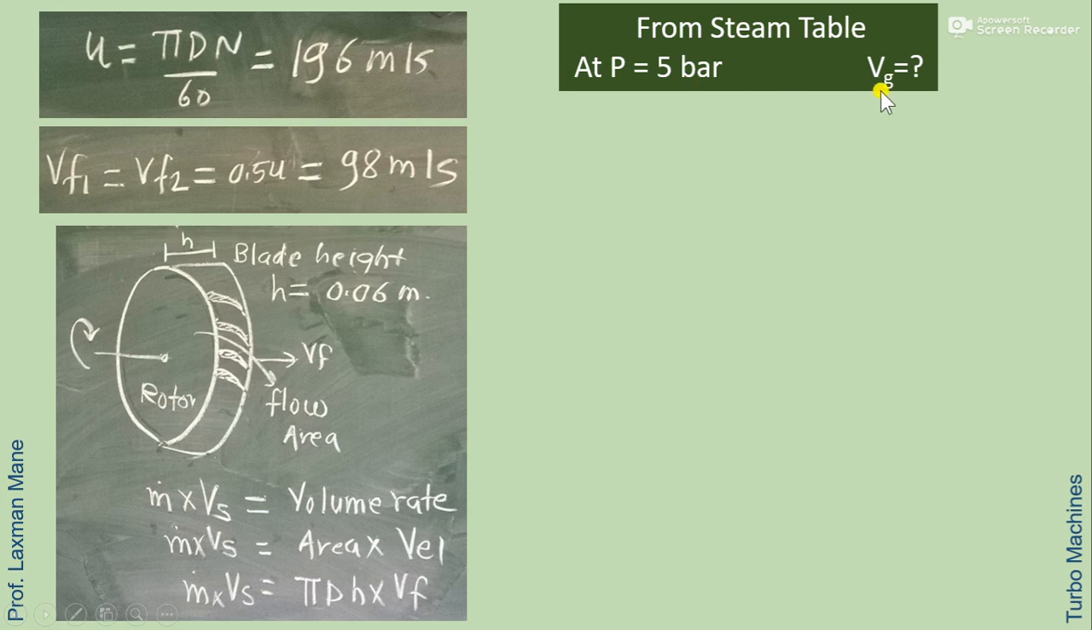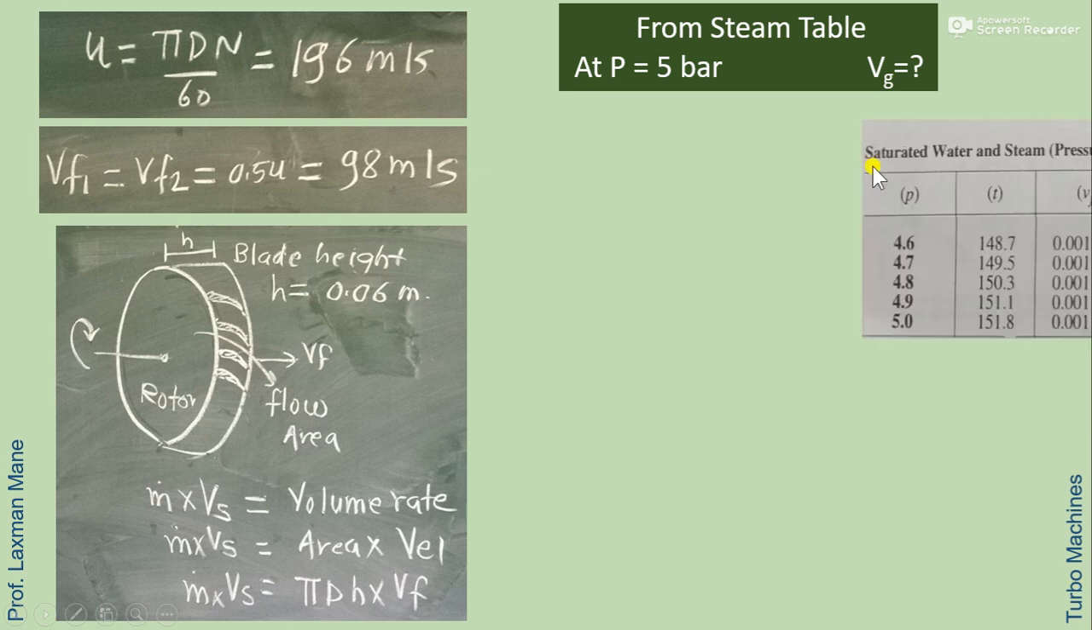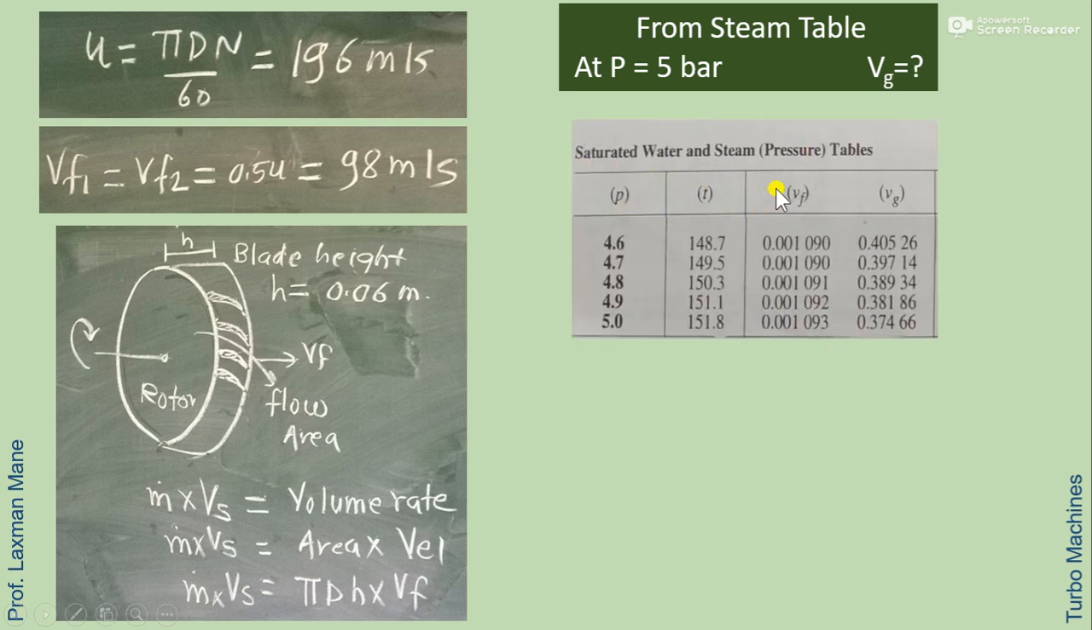We have to find value of Vg, means saturated steam. So for that, this is a steam table. Here this is a pressure column in which values of pressures are given. This is a specific volume column in which values of specific volume are given. Now as pressure 5 bar is given, locate this 5 bar.